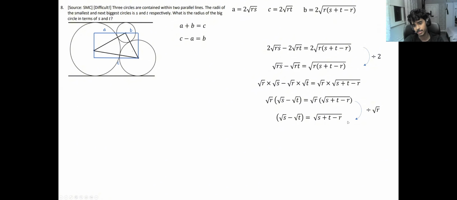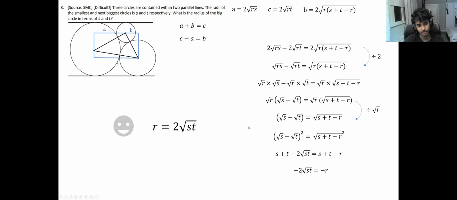Now this is quite good because we can just square this square root and we'll get rid of it, and I can square this side, we'll make double brackets. Now if I expand the double brackets, eventually I'll get this expression here, and these two cancel out, so I just get s plus t minus r. Now I can minus s from both sides and minus t from both sides to get minus 2 root st equals minus r. And we've basically got the answer here, because if I multiply the equation by minus 1, I get r equals 2 root st.